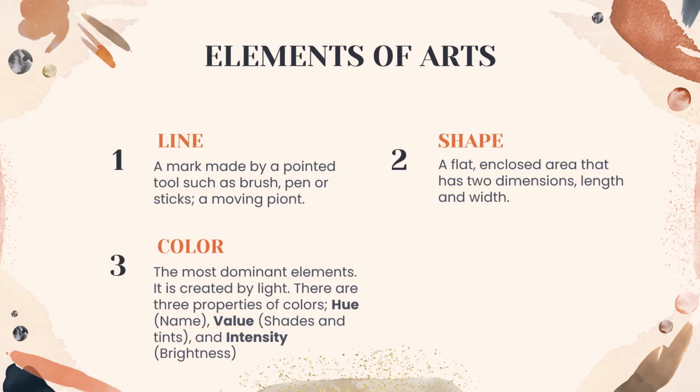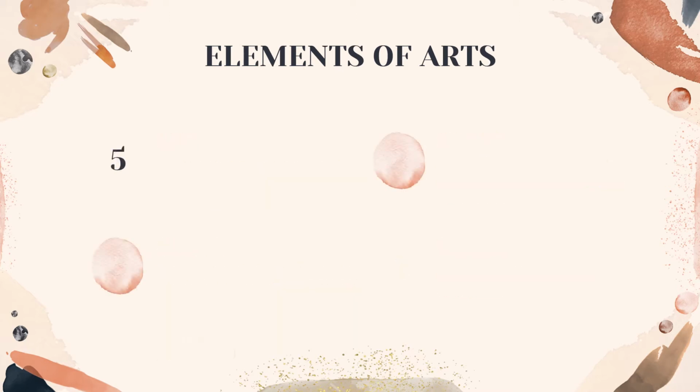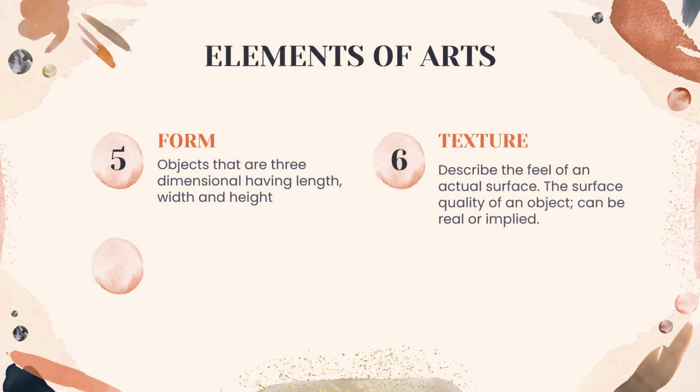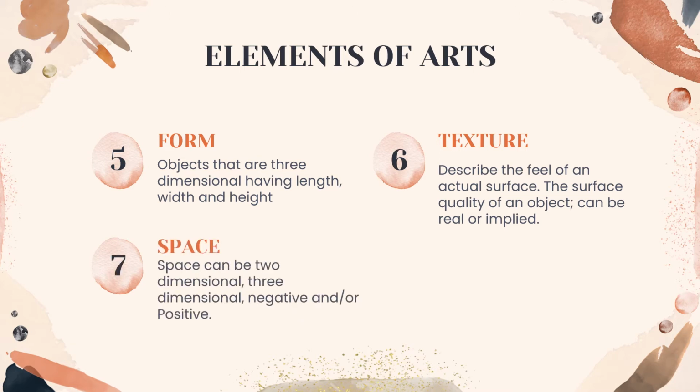Number 3, color, the most dominant element. It is created by light. There are 3 properties of color: hue, value, and intensity. Number 4, value, degrees of lightness or darkness. Number 5, form, objects that are 3-dimensional, having length, width, and height. Number 6, texture, which describes the feel of an actual surface. The surface quality of an object can be real or implied. And lastly, space. Space can be 2-dimensional, 3-dimensional, negative, and or positive.